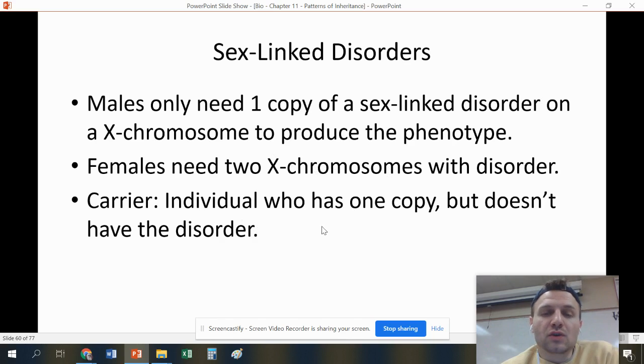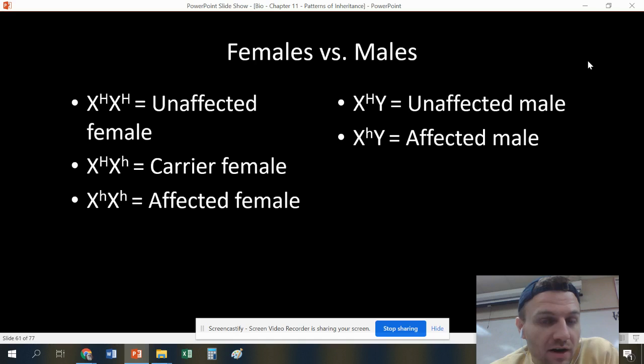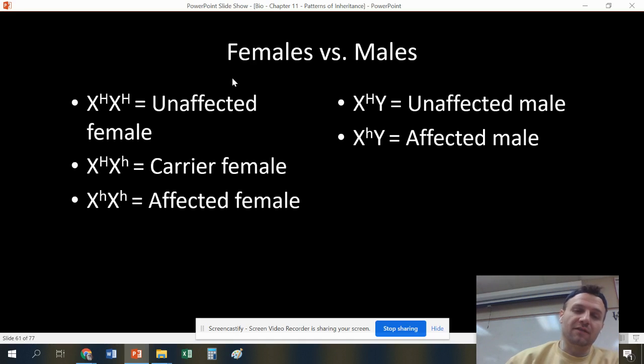Carrier. This is an individual who has one copy but doesn't have the disorder. Females in this type are going to be the only types of carriers we have because, again, males, if you get one, you already have it. Females, if you get one, you cannot have it because you're going to be a carrier. So you can see here the difference between affected females and the unaffected males.